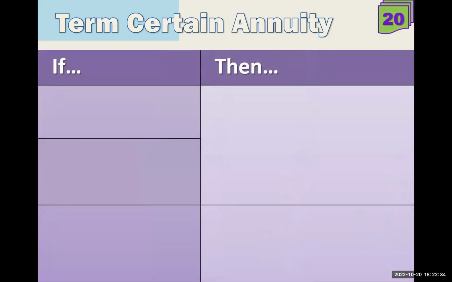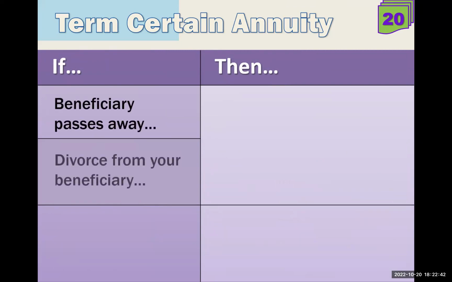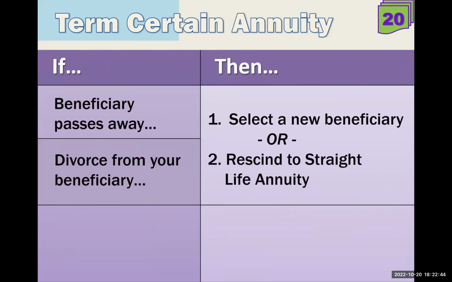Now you may wonder if you can change your annuity options after they've been selected. Well, there are two circumstances that will allow you to change your options. If your beneficiary passes away before you, or you get a divorce from your beneficiary, then you can either select a new beneficiary, which is always an option for you, or you can elect to take straight life annuity. This means that you will jump back up to that higher paid amount each month. But when you pass away, there's likely nothing in the account to be paid to any beneficiaries.